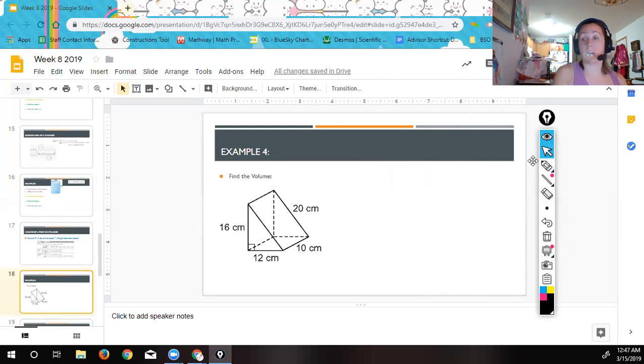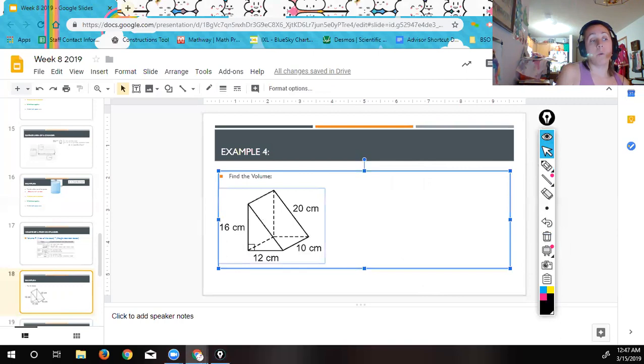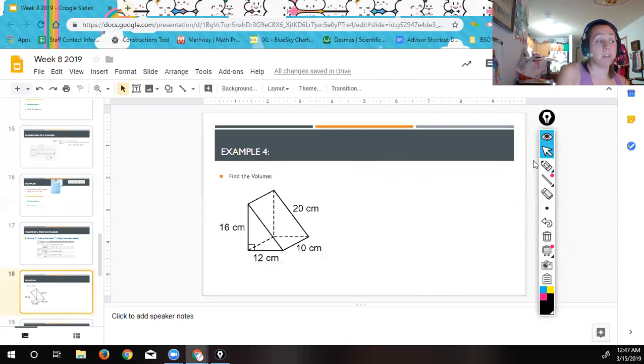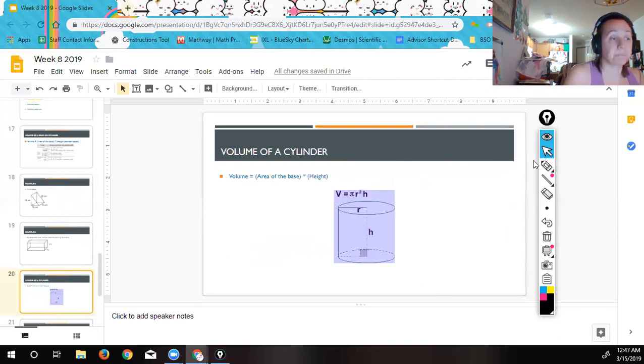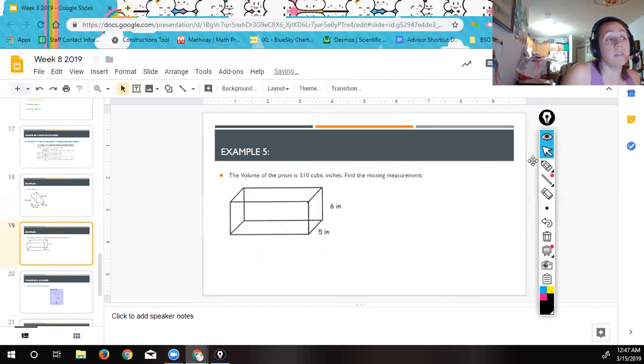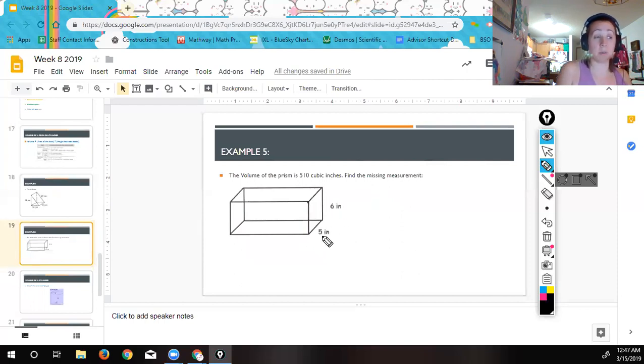Okay, you need a height, a straight up and down height, a base, and one of the three-dimensional measurements, whatever makes it 3D. Okay, to find the volume of this one. This is the volume of a prism. We want to find the missing measurement. So this one, again, you just multiply all three of those numbers together, and we're missing one. We don't even need to label it. We can just say 6 times 5 times whatever we're missing, and it's supposed to equal 510.